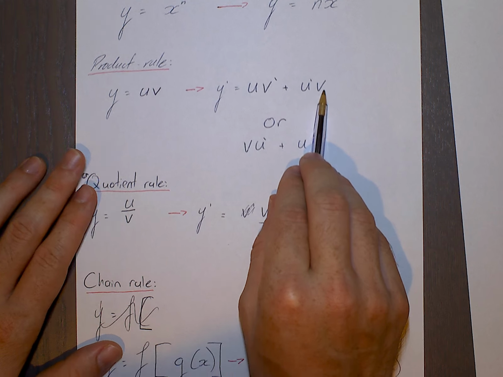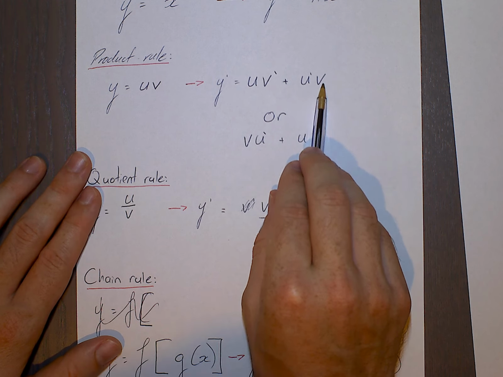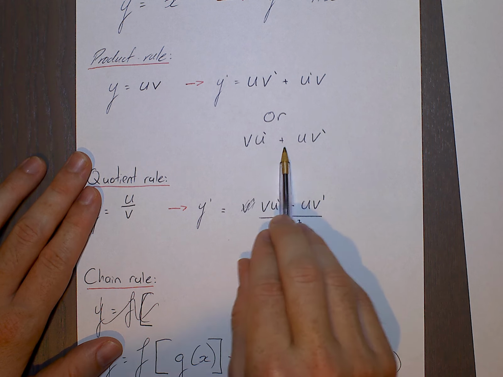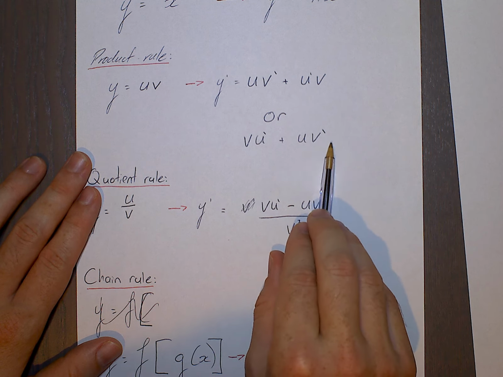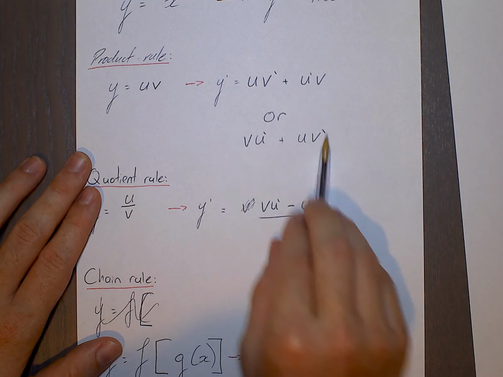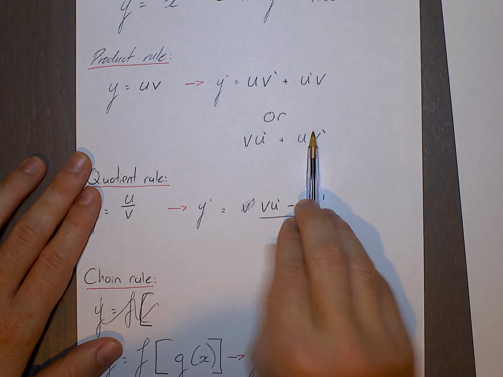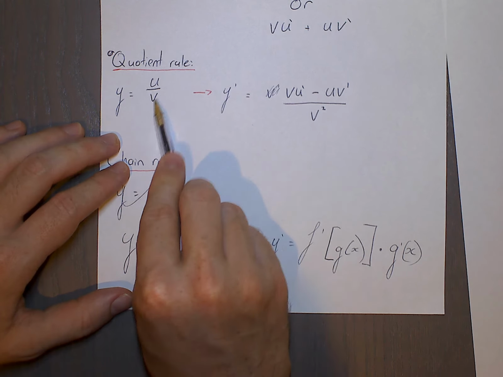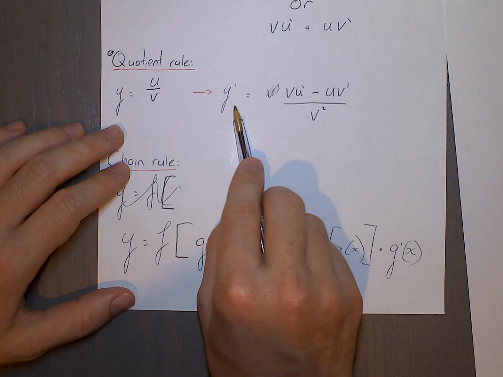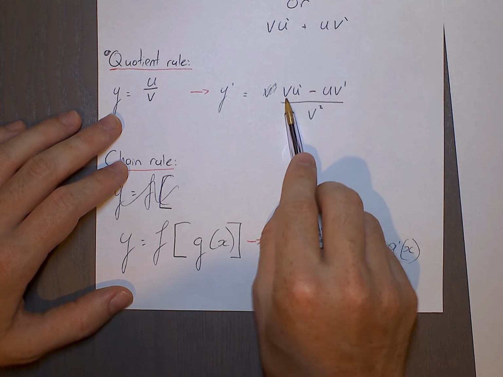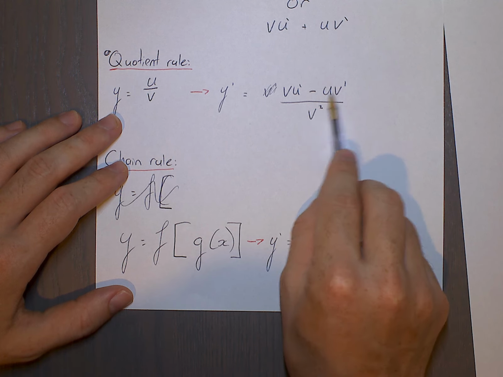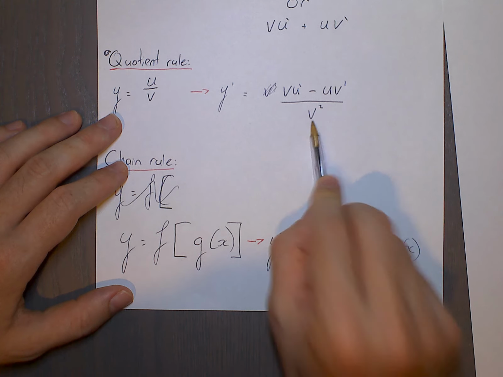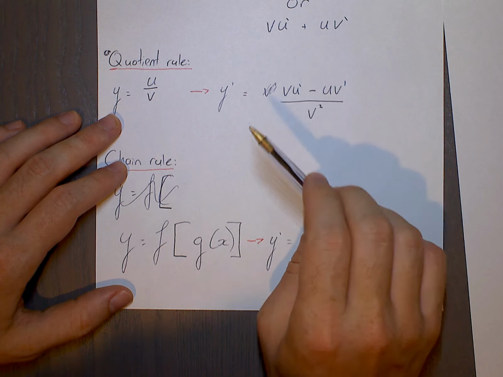Now, I'm going to teach you a little trick that my tutor taught me. The way I like to write it out is v u dash plus u v dash. And the reason for that is to help me with my next one. Okay? If we're given a function where y equals u over v, well, if we differentiate that, we get this rule, v u dash minus u dash v dash, all over v squared. Okay? These will make more sense once I do an example.